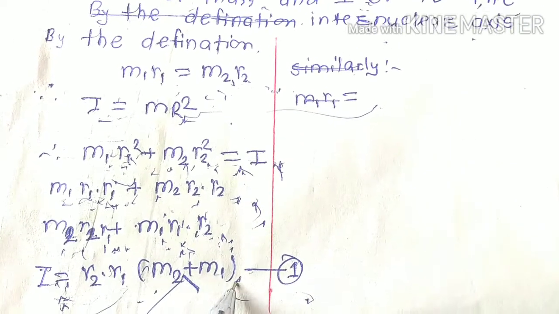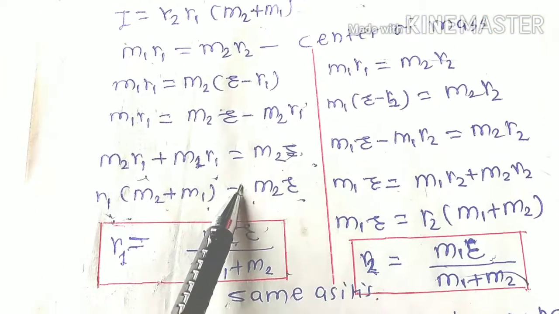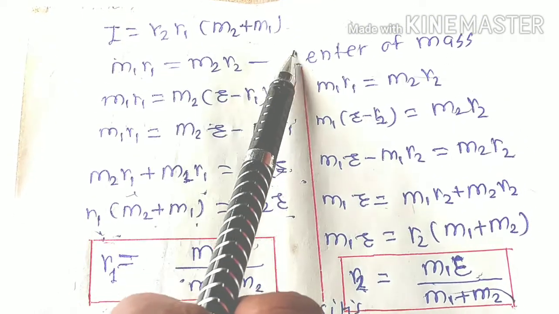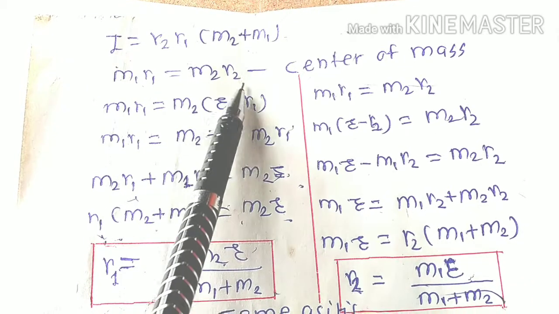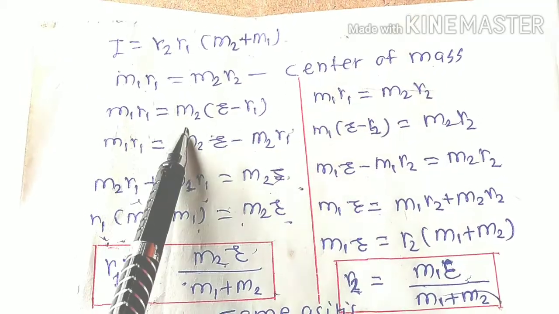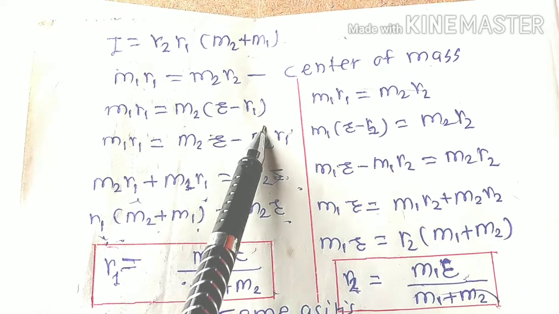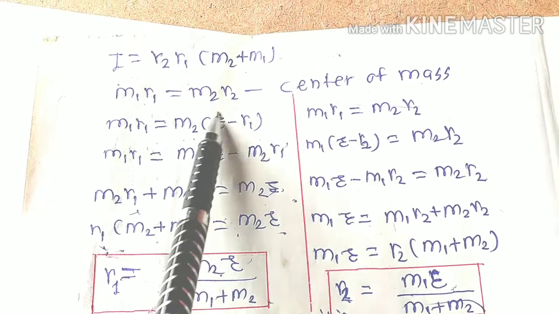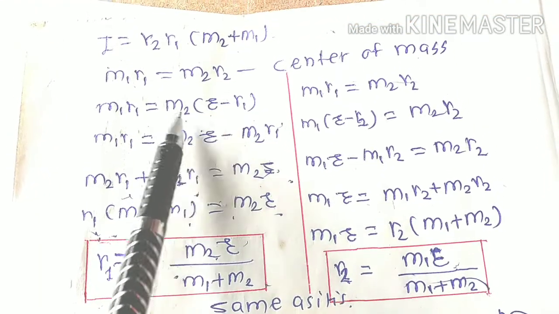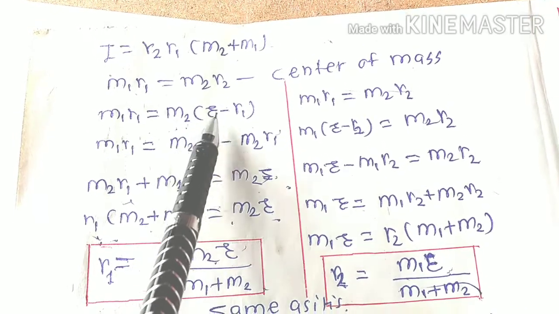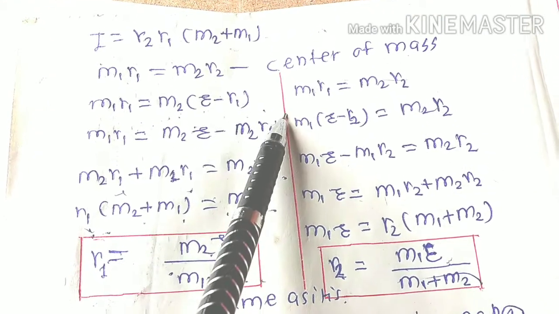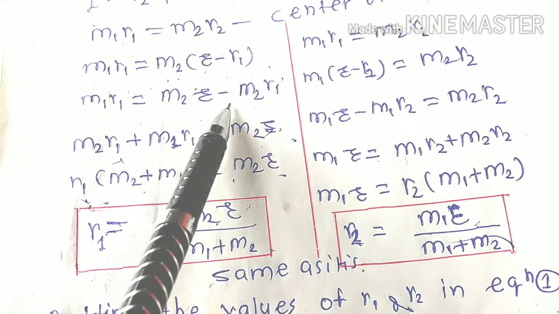This is equation first. Next, we have m1 r1 equals m2 r2, which is the center of mass condition. So m1 r1 equals m2 into r2. The distance of m2 from the central axis is, since the whole distance between the two atoms is r, r minus r1. Therefore we write m1 r1 equals m2 into r minus r1, so m1 r1 equals m2 r minus m2 r1.